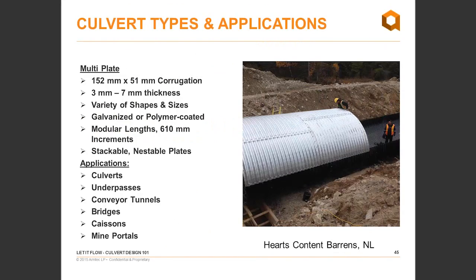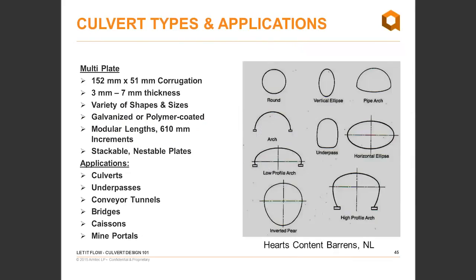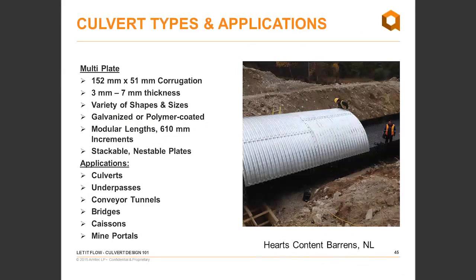We move over to our soil steel structures. Multi-plate corrugation. It's 152 by 51 corrugation. They come in 3 millimeter to 7 millimeter thickness, and a variety of shapes and sizes. Round, vertical ellipse, underpasses, just to name a few. And they can be custom sized.